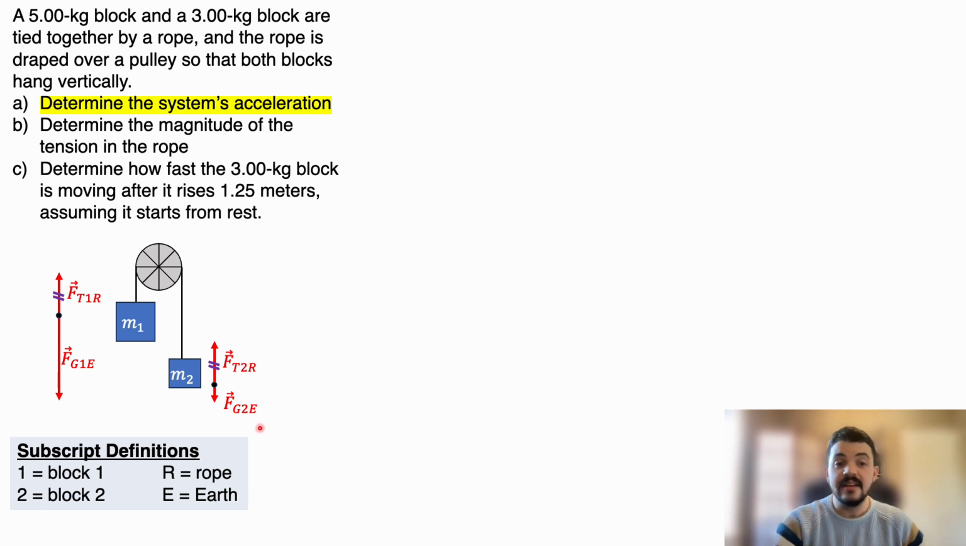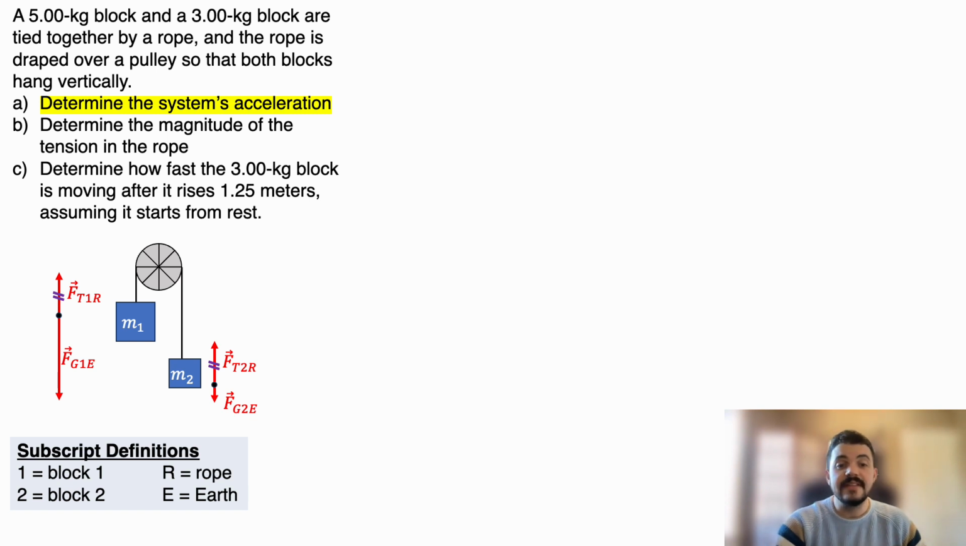We are assuming an idealized system where this pulley is massless and frictionless, and the rope itself has no mass. And for that reason, the tension will distribute itself evenly throughout the rope, meaning the tension on block 1 by the rope has the same magnitude, the same strength, as the tension on block 2 by the rope, as indicated by the double hash marks there.